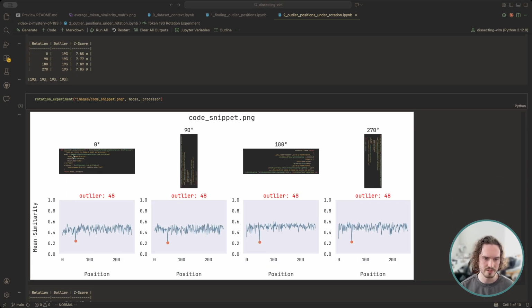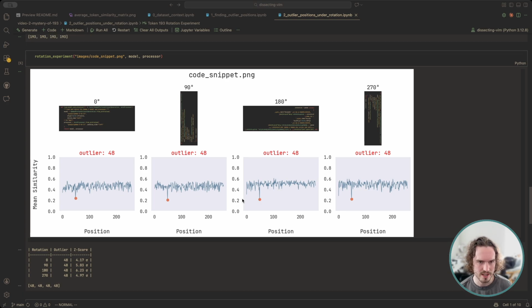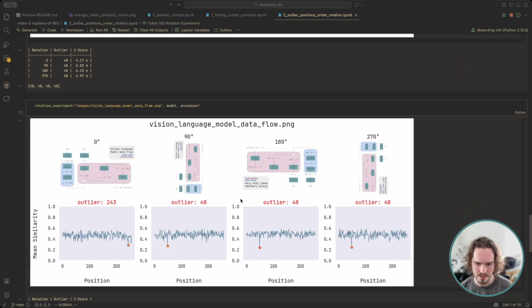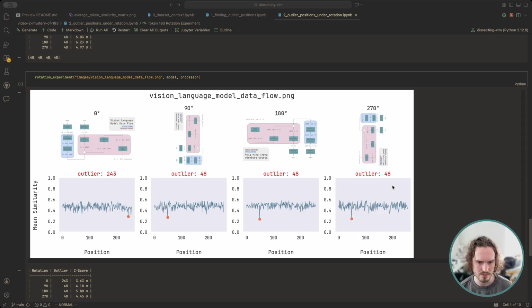Interestingly, we have an example that breaks our idea. We see 48 here. This is an image of a code snippet, and 48 is our outlier. And 193 looks pretty normal there. That is interesting. Then another example of maybe a non-natural image: we have this diagram, and 243 shows up as the outlier, and then when we rotate it, we see 48 as our outlier.